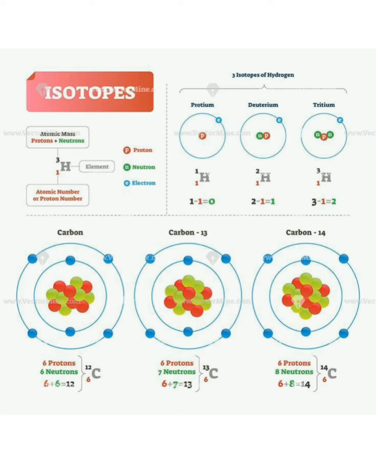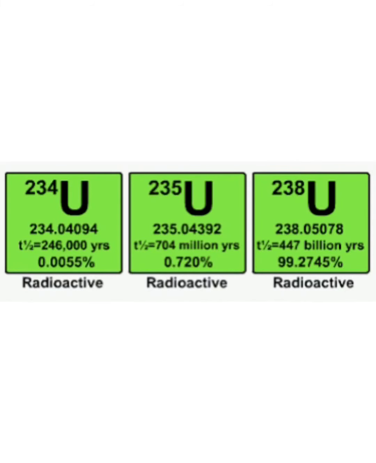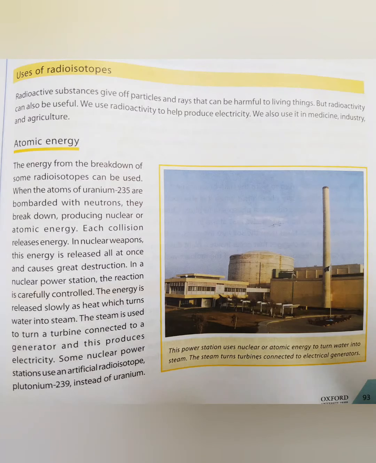The isotopes that are not stable are called radioisotopes because they decay after some time and turn into some other atoms. These types are like uranium. Uranium isotopes are radioactive. These radioisotopes are used in atomic energy. Atomic energy is a type of energy that is produced when any atom is broken.